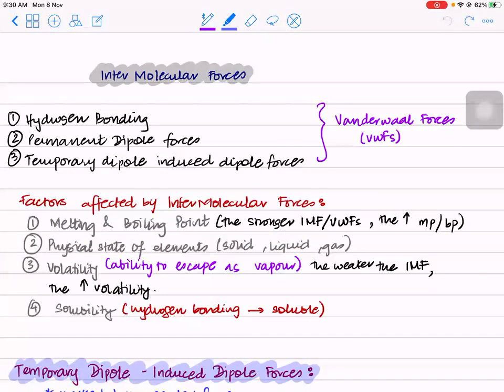If you have stronger van der Waals forces, the volatility will be low, because the stronger the forces, the more difficult it will be to overcome them, and the less able the molecules will be to escape as vapor, because volatility is the ability to escape as vapor. And then you have solubility, which depends on hydrogen bonding.